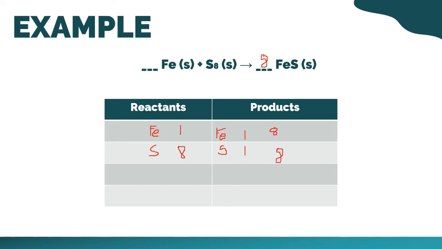Ano naman ngayon ang hindi balance? Yung iron nyo. So, anong ilalagay nyo na coefficient ng iron? Okay, very good. Another 8. So, magiging balance na po ang equation natin. Ganun lang po, kadali.